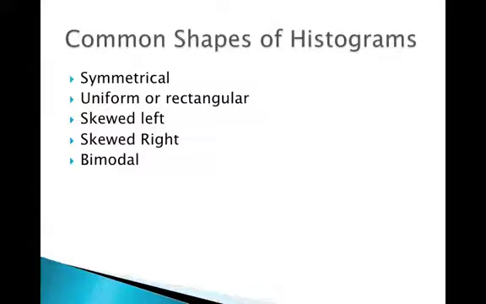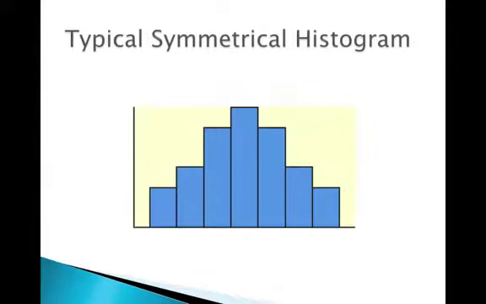Skewed left means they have a tail going to the left. Skewed right means they have a tail going further to the right. Or bimodal, that means they have 2 peaks. So let's look at what these look like.